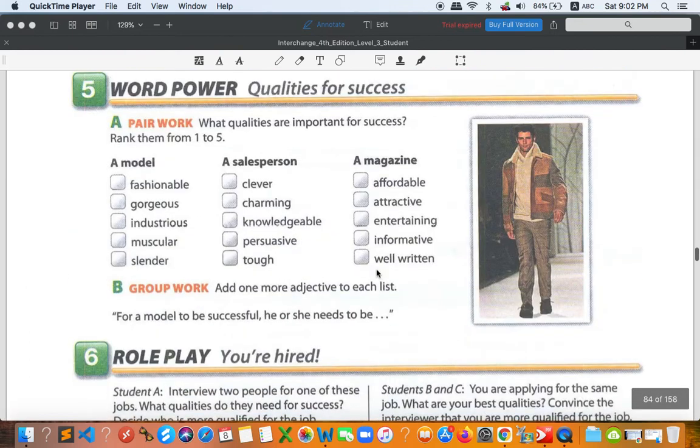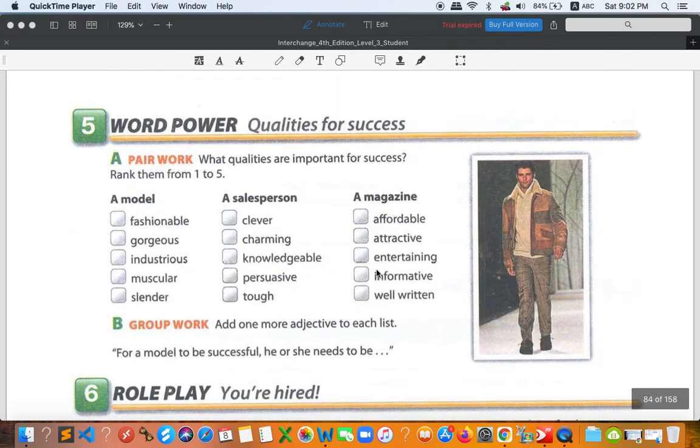So now let's go on to number 5. Qualities for success. The first activity is about pair work, but let's try and talk all together. What qualities are important for success? Rank them from 1 to 5. So right here, it is based on your own understanding, your experience, and ideas. All right, it's not about right or wrong, but make sure it's not far wrong.